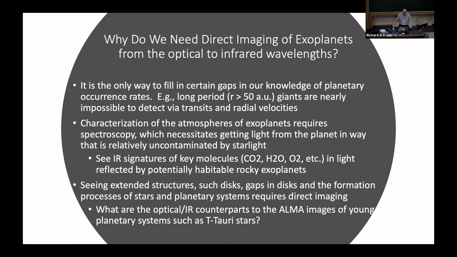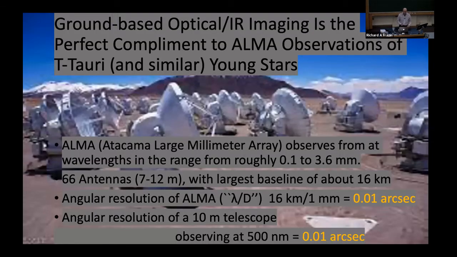And I think a nice illustration of the need for imaging capabilities and imaging disks comes from the ALMA Array. Now, what we see here is a picture of the ALMA Array. That's the Atacama Large Millimeter Array, and it observes roughly from 0.1 millimeters up to almost 4 millimeters. And it's a pretty expansive array. It has 66 antennas with diameters up to 12 meters. And the largest baseline that they have set up at this point is 16 kilometers.